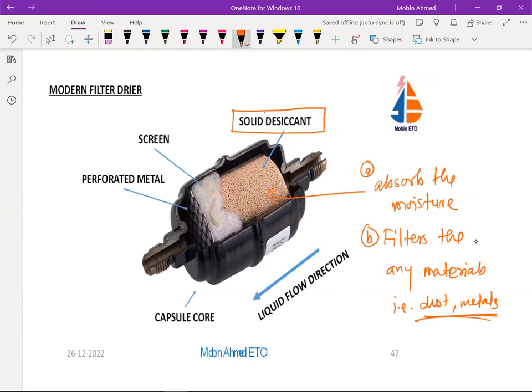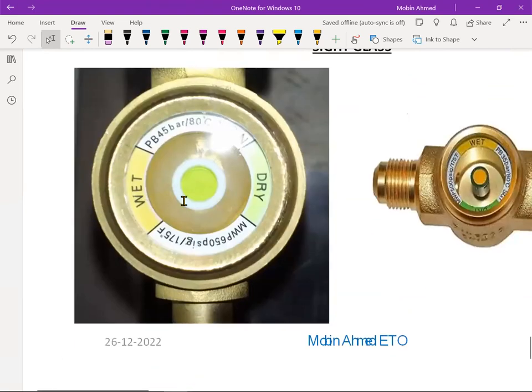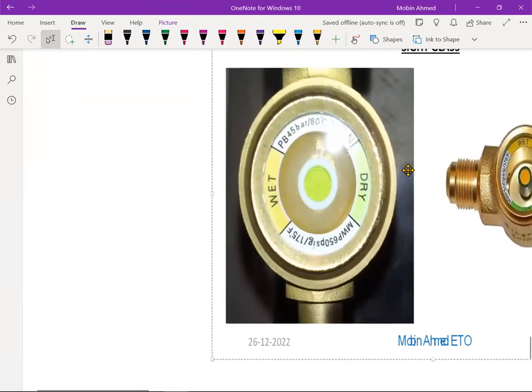Now the direction of the liquid flow is from this side to this side. Okay. So this is the modern type. Nowadays we use this filter dryer, and directly you need to change this one. Then there is a side glass. Now if you see the side glass, it looks like this. Okay, this is the side glass.